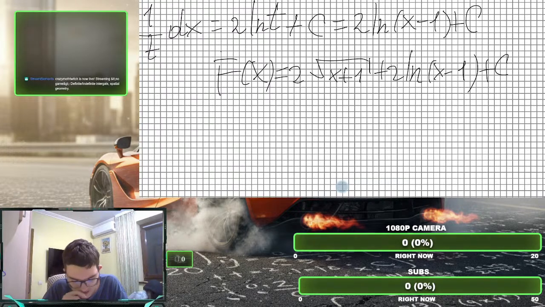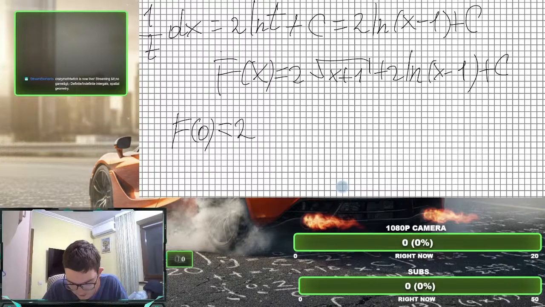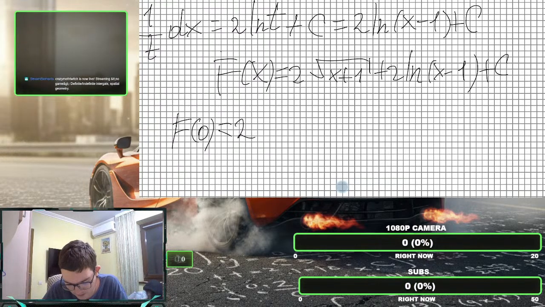What that means is essentially instead of x, you put 0, because the coordinates are from 0 till 4, and we're starting with 0, so f of 0 is equal to 2 times the square root of 1, so it's 1, so it just stays like this, 2, and then plus 2 times ln of minus 1, and essentially ln of minus 1, I think that's 0, and 2 times 0 is 0, so just 2.